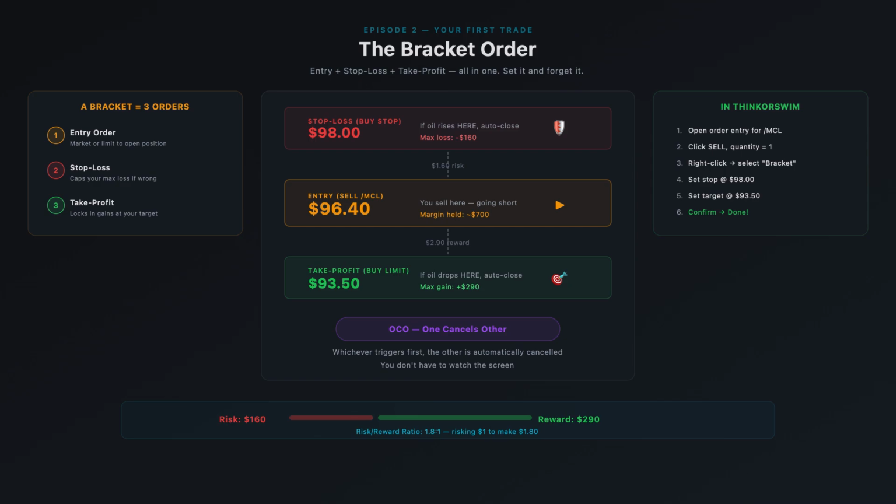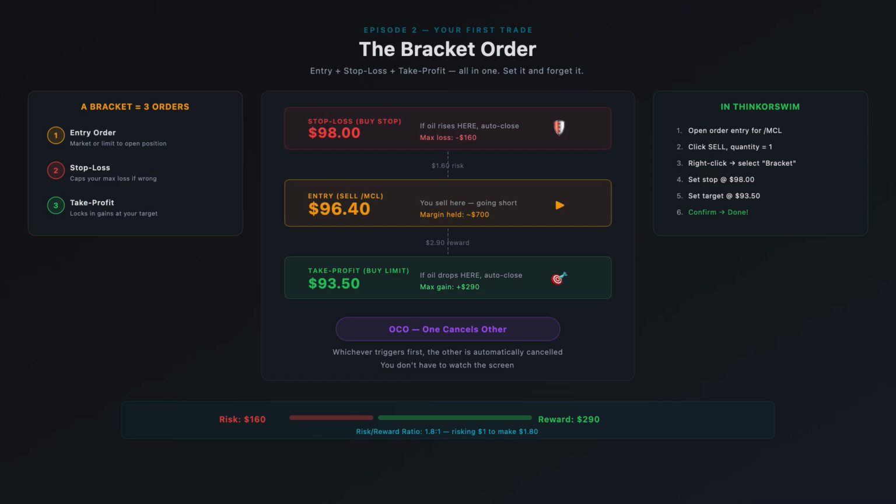Below that, at 93.50, you place your take profit. This is a buy limit. If oil goes down to 93.50, it triggers and closes your position for a $290 profit. The magic is the OCO, one cancels other. Whichever order triggers first, the other one is automatically cancelled. You don't have to watch the screen. You don't have to set an alarm.